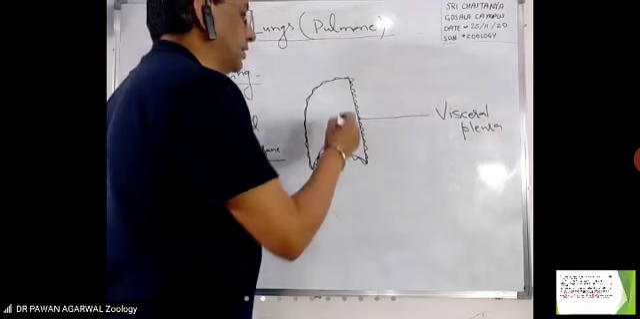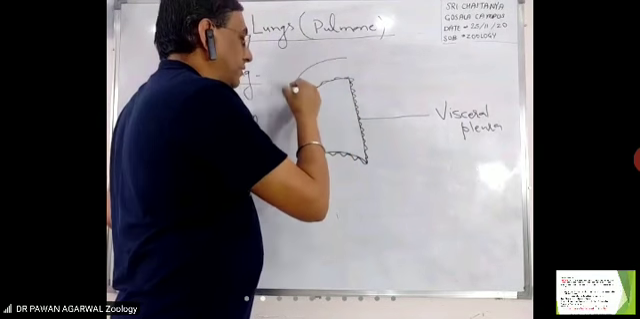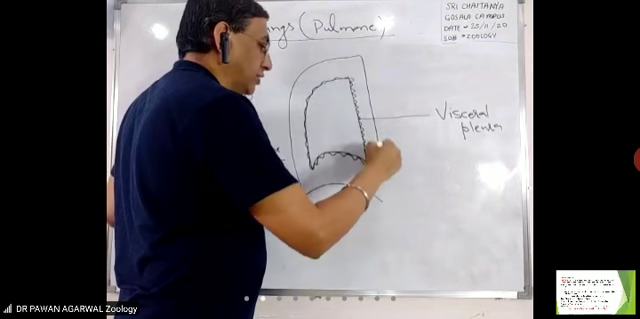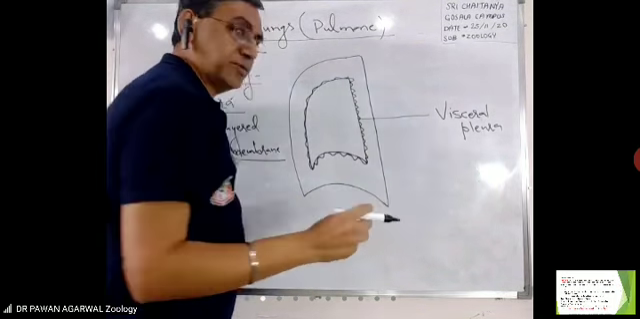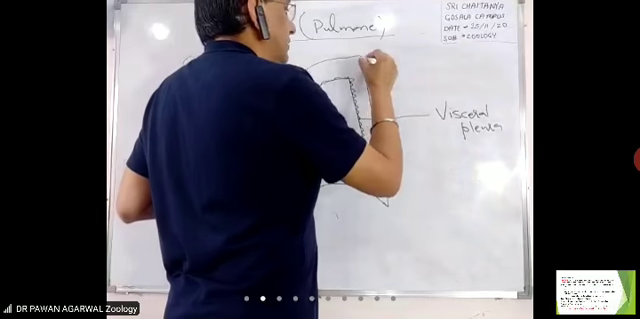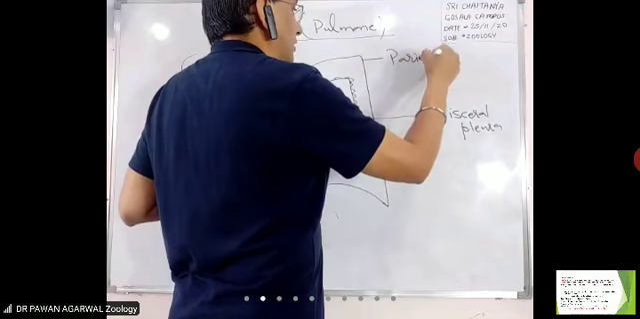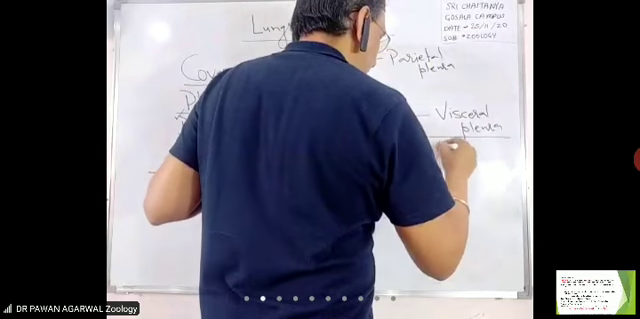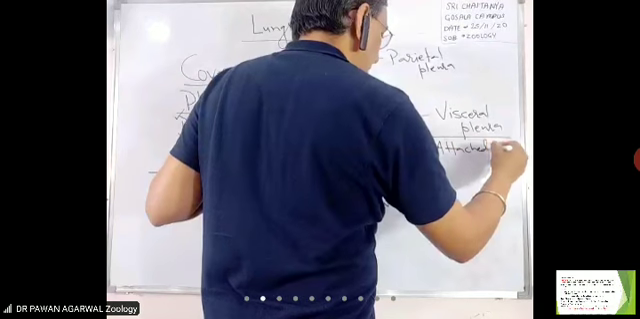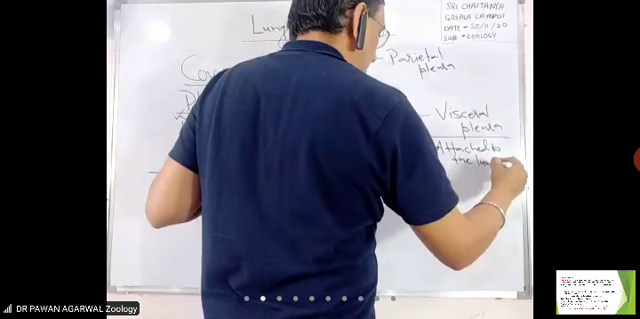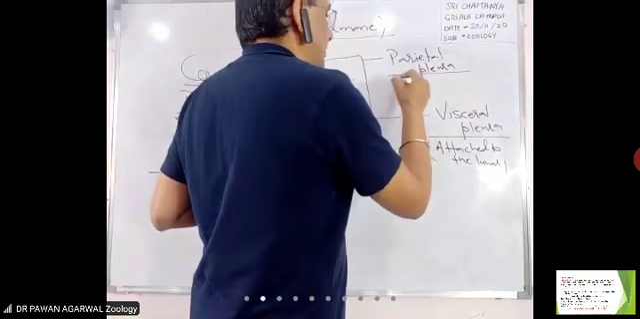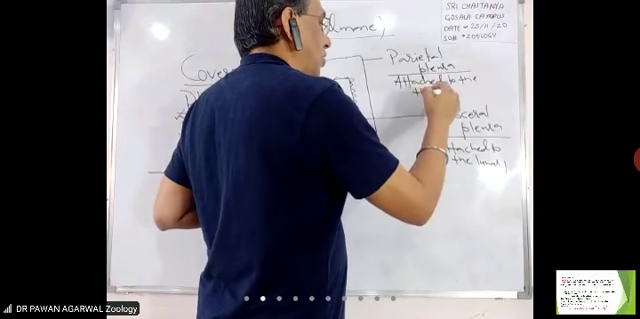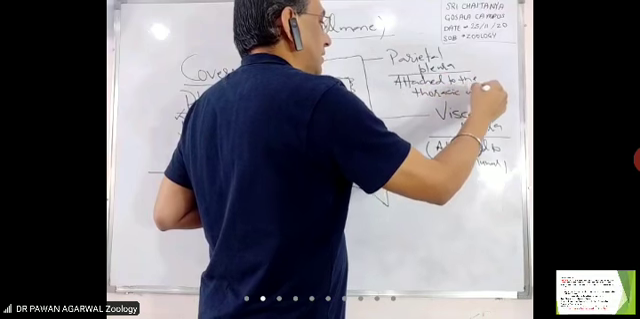This is the outer. The outer is attached with the thoracic wall cavity. This is known as the parietal pleura. The visceral pleura is attached to the lungs, and the parietal pleura is attached to the thoracic wall cavity.